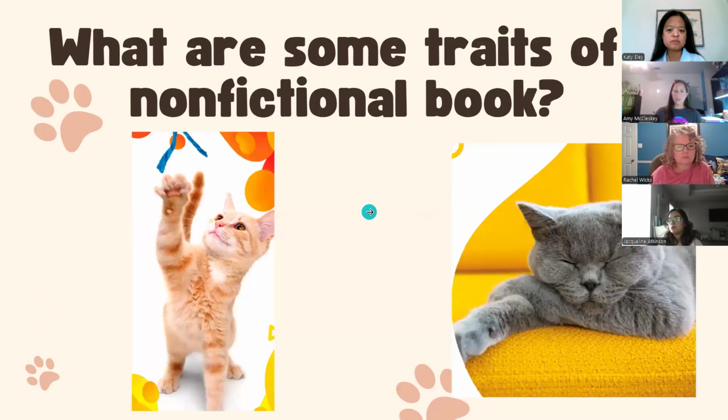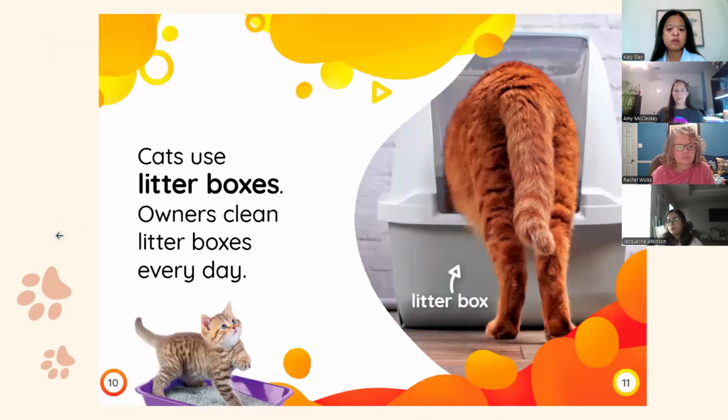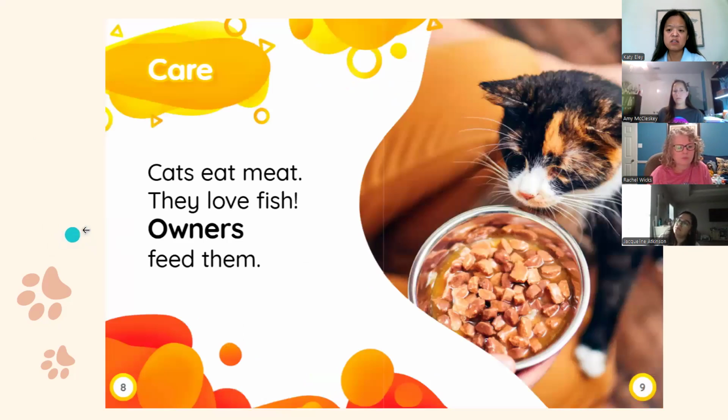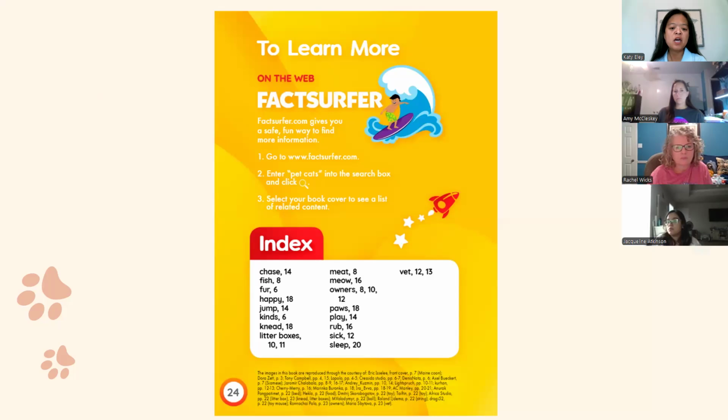There's also absolutely a lot of text features in the book, like headings, labels, bolded words. You have an index. Absolutely. All those are true. You're right. There are some facts, there are graphics. They even tell you the specific breeds and so on and so forth. So yeah, absolutely. And those are the things that I would definitely go over with your students.